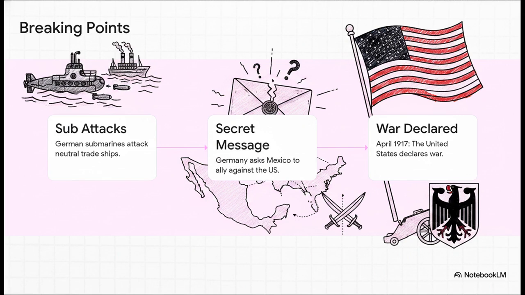First, those German submarines we mentioned, they kept attacking ships out in the ocean, including neutral trade ships just trying to deliver everyday goods. That made Americans incredibly angry. But the real final straw was literally like something out of a spy movie. The US intercepts this shocking secret message where Germany is actually asking Mexico to team up and attack the United States. I mean, you can imagine, the US was furious. And on April 2nd, 1917, the United States officially declares war on Germany.